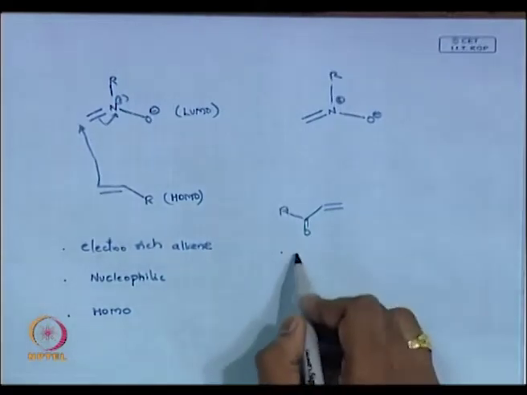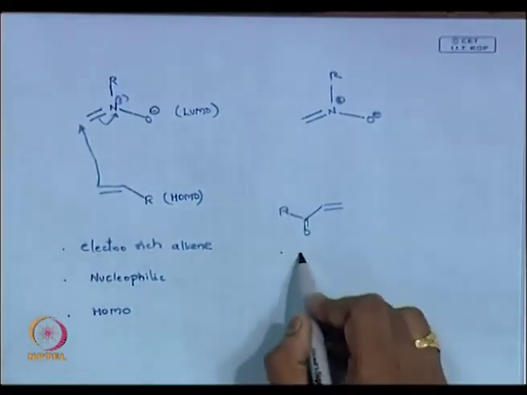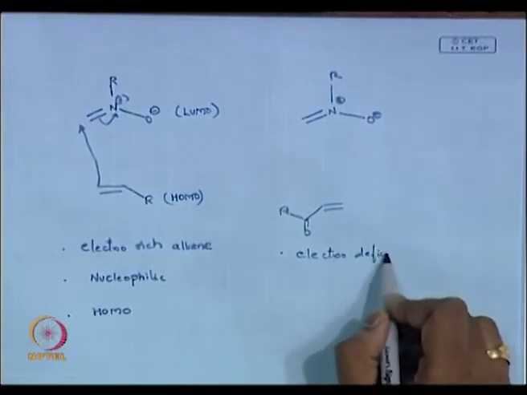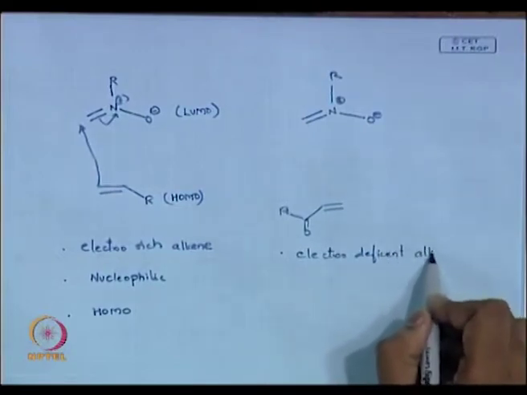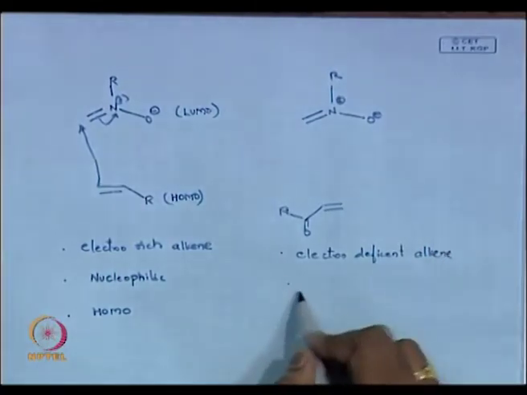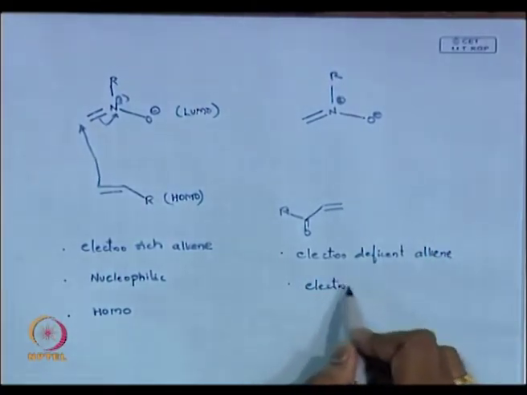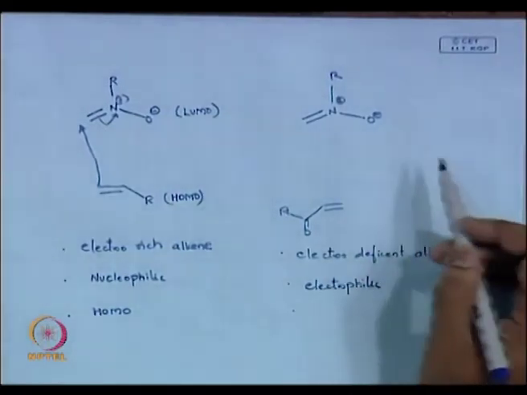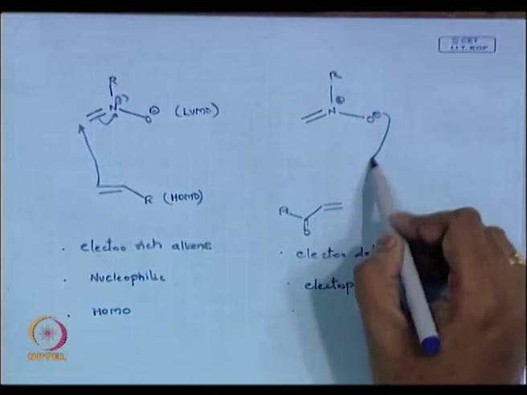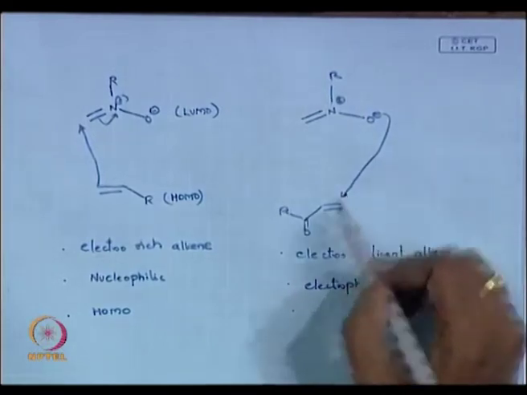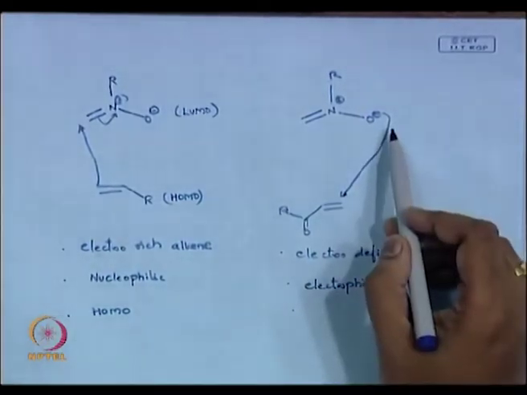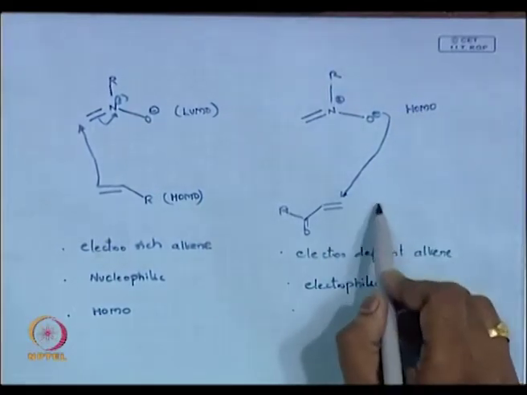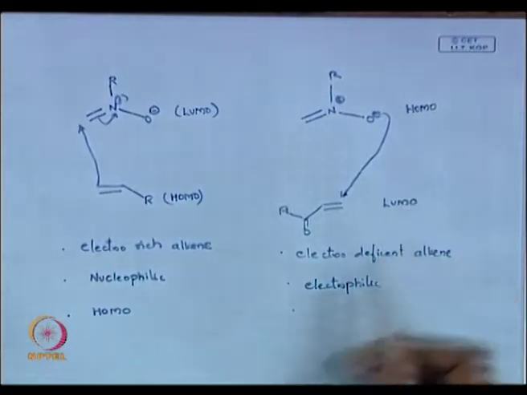When you take your second case, okay, it is an electron deficient alkene. So, it will be more electrophilic, right. So, then what I can think is that this will be initiating the reaction. So, then I am talking about the HOMO of this and the LUMO of the alkene.